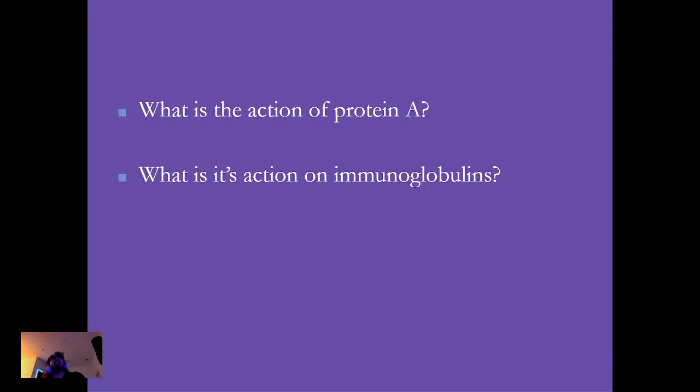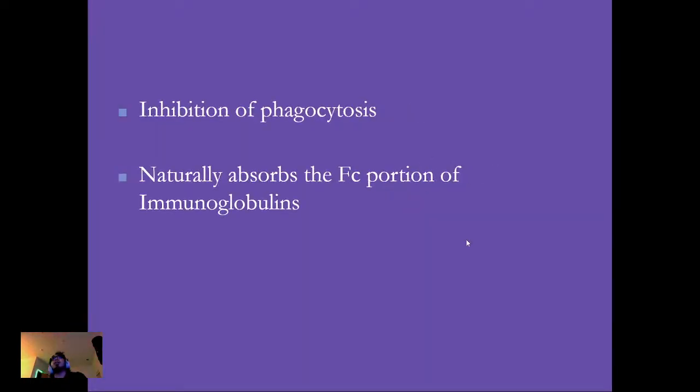Let's move on to the next slide. What is the action of protein A? Oh, protein A, sorry. Protein A. So protein A is a phagocytic inhibitor. Okay? And its action is it binds to the Fc portion of immunoglobulins.